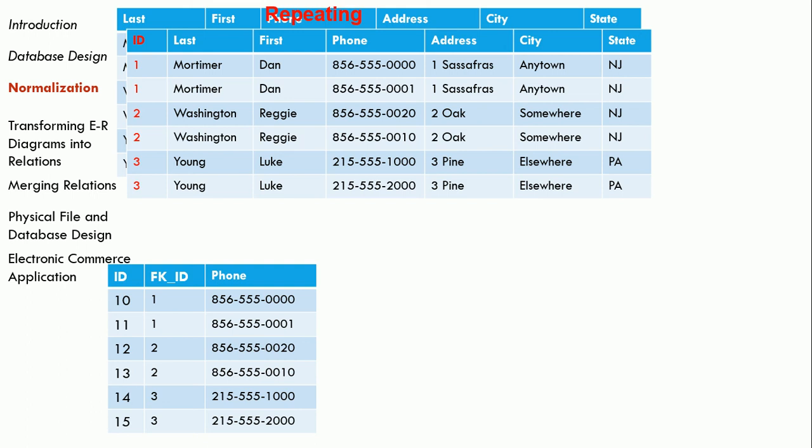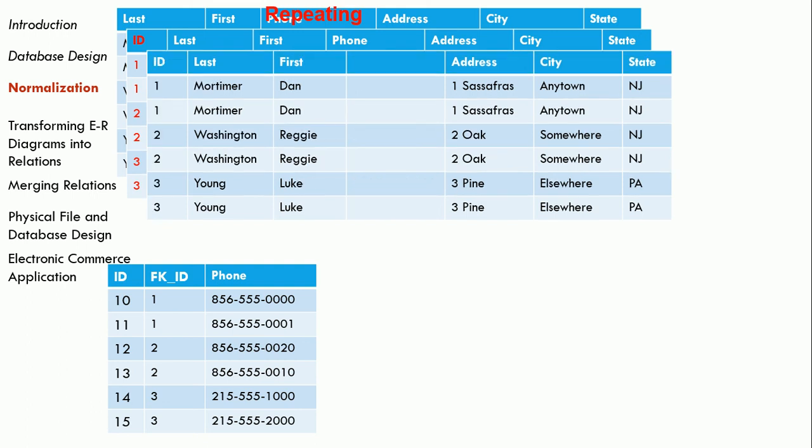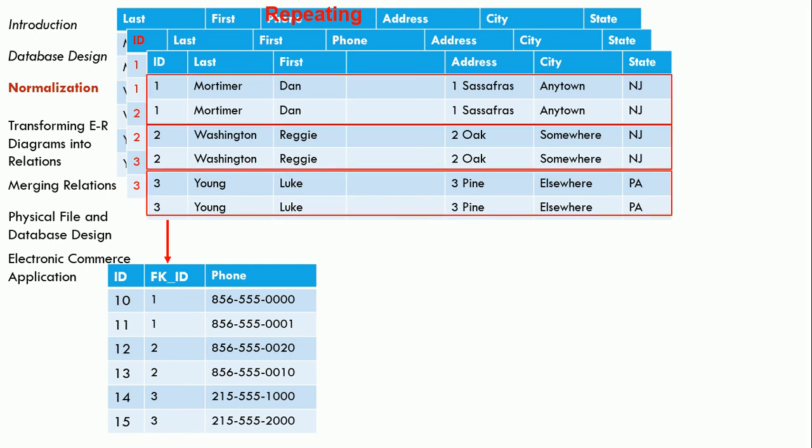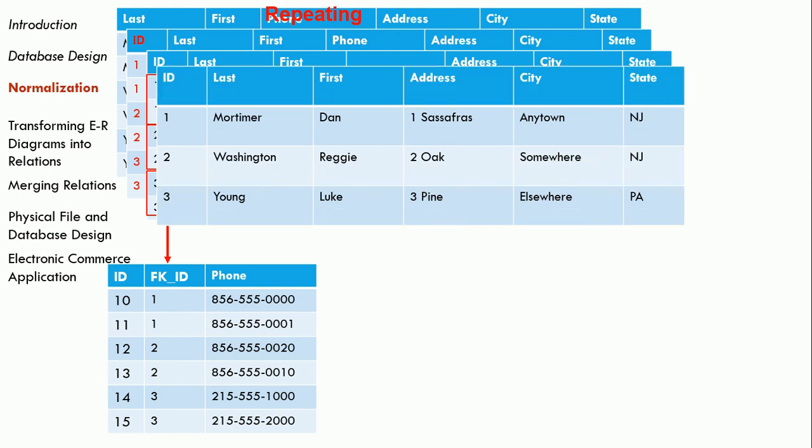So in order to fix that, I remove the phone number, put it in its own table, and notice that I have a foreign key now. The foreign key references the primary key in the table above. At this point I can see that I'm no longer going to have those repeating rows, so it's going to look like this now. So now if I want to find the phone number for Dan Mortimer, I just have to go look up his ID number in my phone records to find all of the matching phone numbers.